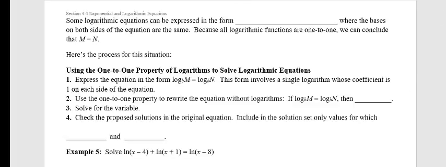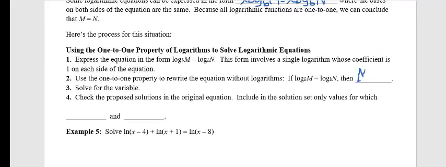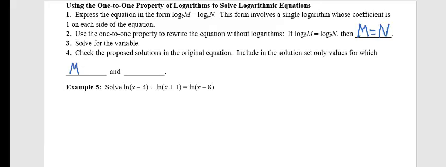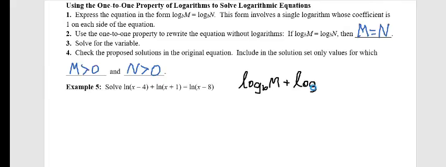Some logarithmic equations can be expressed in the form base b log of m equals base b log of n, where the bases on both sides of the equation are the same. Because all logarithmic functions are one-to-one, we can conclude if we can get this form, m equals n. So the first thing we do is express in the form base b log of m equals base b log of n. And if we can get that, we can set m equal to n, solve for the variable, and we need to make sure that our m is greater than 0 and our n is greater than 0 for whatever values we get as solutions.